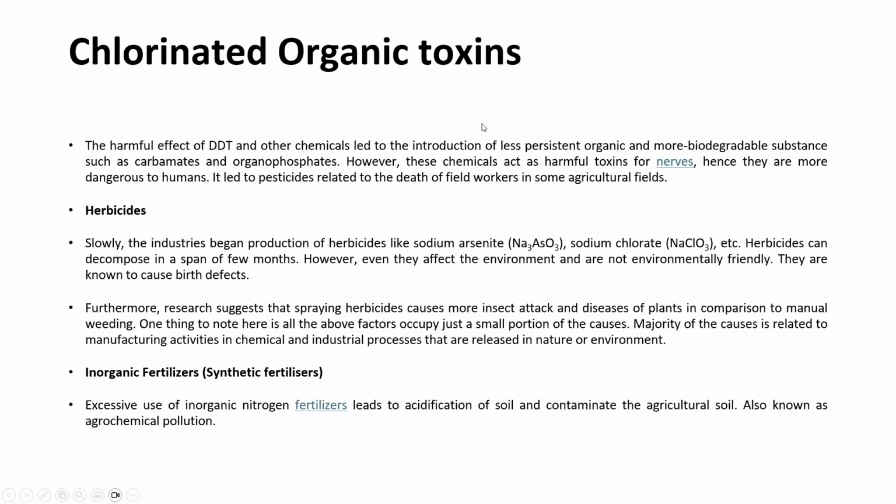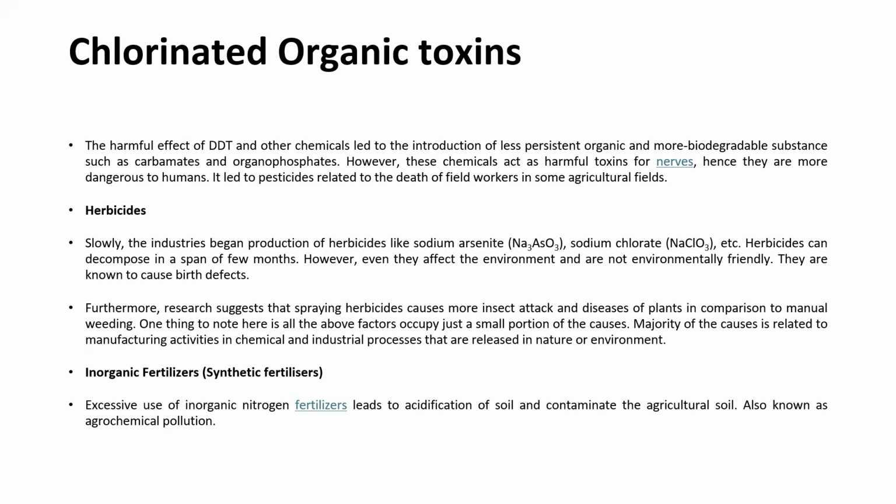Second one is chlorinated organic toxins. The harmful effect of DDT and other chemicals led to the introduction of less persistent organic and more biodegradable substances such as carbamates and organophosphates. However, these chemicals act as harmful toxins for nerves. Hence, they are more dangerous to human beings. It led to pesticide-related health problems among field workers in some agricultural fields.